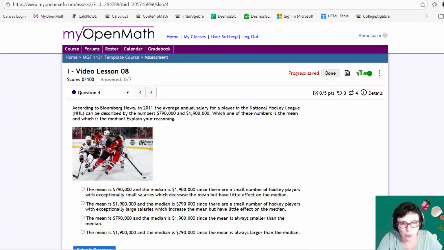So for the mean, what happens is you start with the first player, write down his salary, second player salary, third player salary, and so on, however many you have, and then you add them up, right? You add up all the salaries, and then you take that and divide it by how many people you averaged.